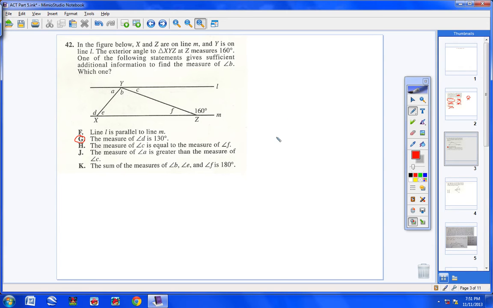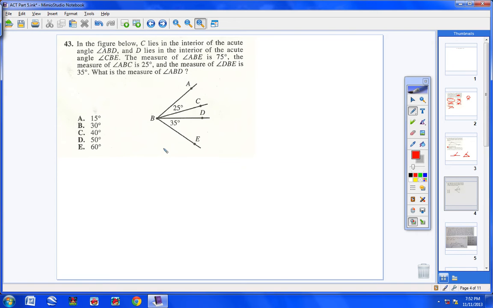So again, they're testing your ability to remember whenever you have a triangle, if one side is extended, this angle here, X, is going to be equal to Y plus Z, these two angles here on the inside. And they're also testing your ability to remember if you have a straight line with a line coming off of it, these two angles here and here are always going to add up to 180. Okay? Okay, moving on to number 43.